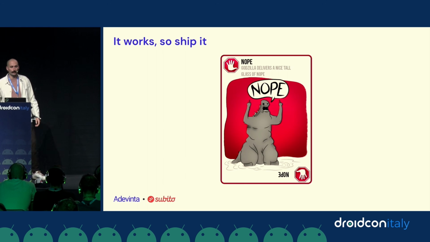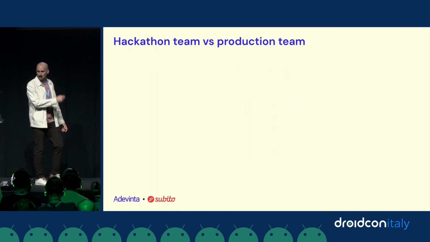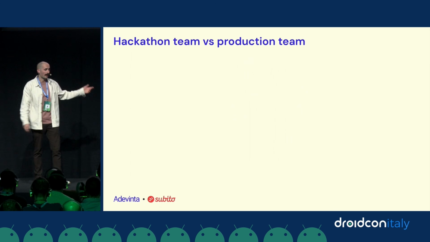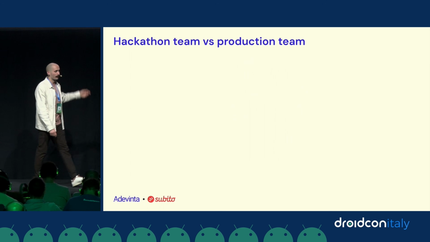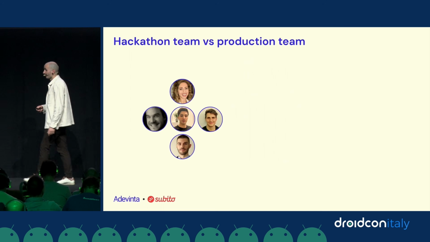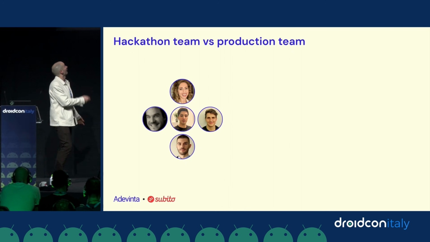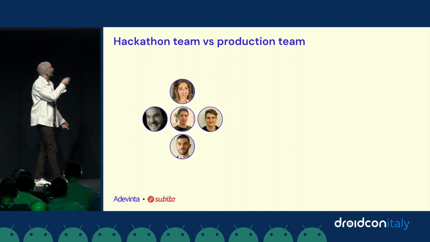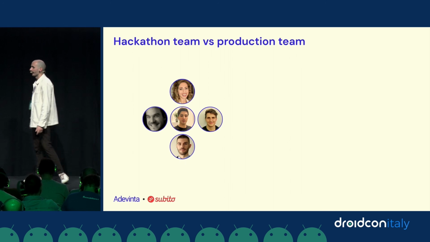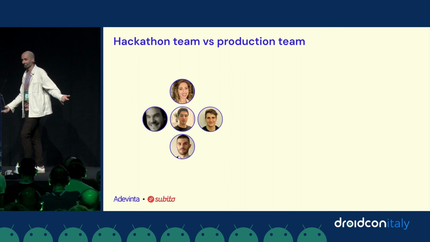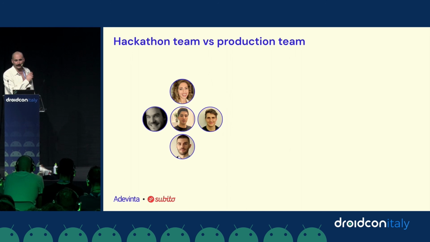So let's begin with the production flow. First, hackathon team versus production team. Those are really different. You can see it. The hackathon team was just 5 people: data scientist, data analyst, iOS developer, backend developer, and Android developer, obviously. In this case, we are at Droidcon.